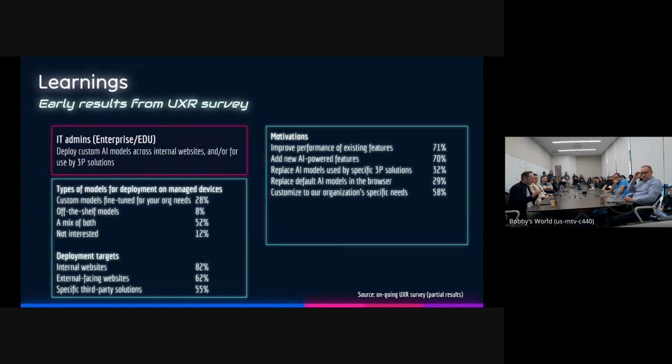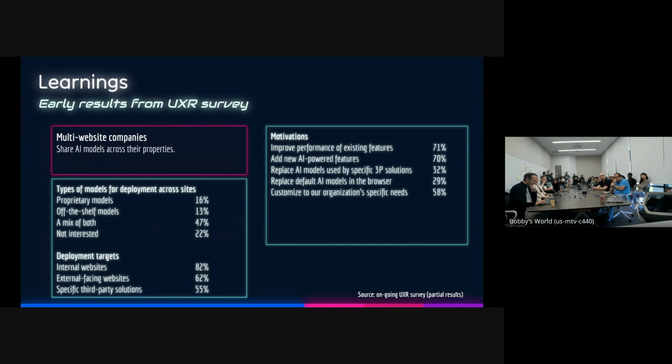All right, and then finally, some very early results from the UXR survey that I mentioned. It's still ongoing, so please take that with a grain of salt. But in terms of the IT and main scope, it seems like there is some interest. The way people think about it is that it's mostly a mix of off-the-shelf models, but also custom fine-tuned models for the orgs. It's also a mix of internal websites, but also third-party solutions. And it's typically for improving performance, adding new AI-powered features, or customizing the models to the organization's use. So that's one.